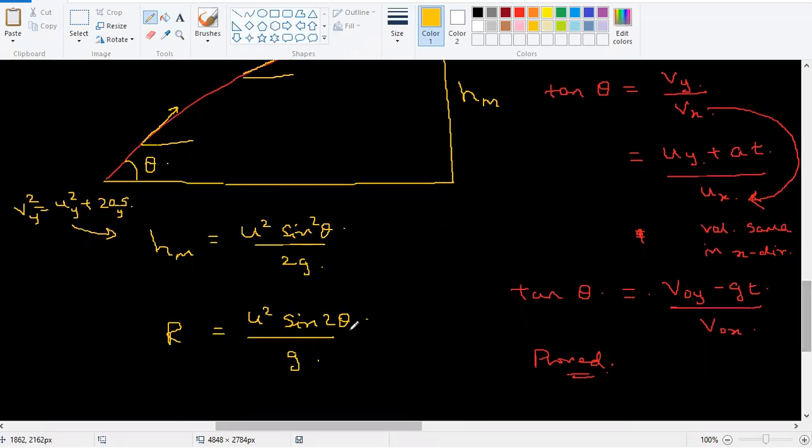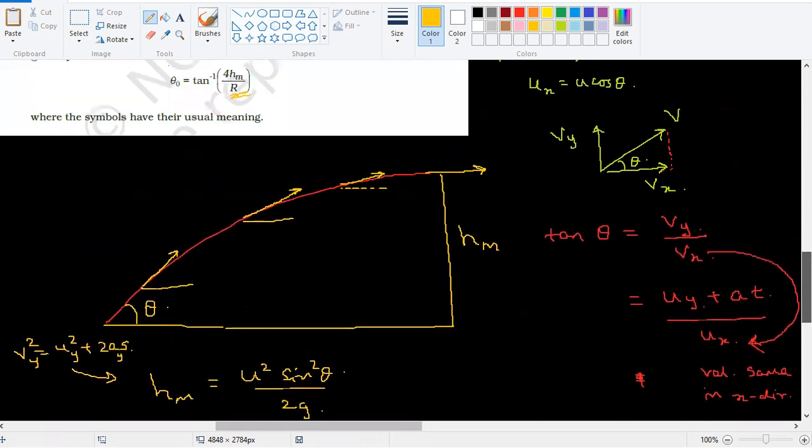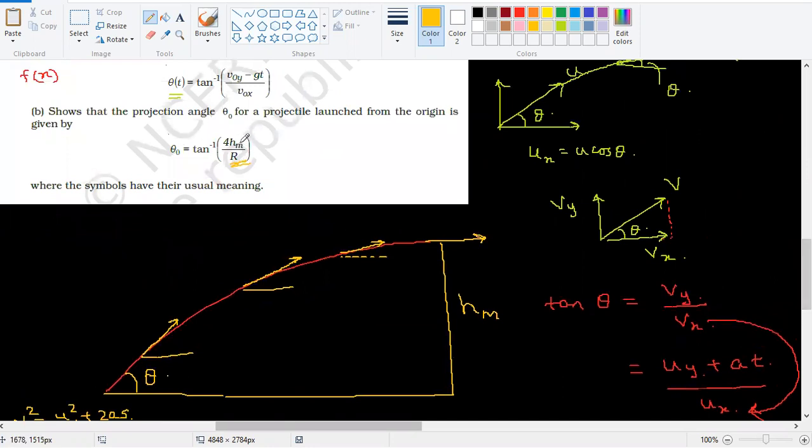So now I am getting the idea that sine 2 theta is 2 sine theta cos theta. So if I divide this and this, one of the sine theta will cancel, and sine theta by cos theta will become tan theta, and then I'll be getting hm by r, and that's what I want. So I want to get hm by r. So that's a proof here.